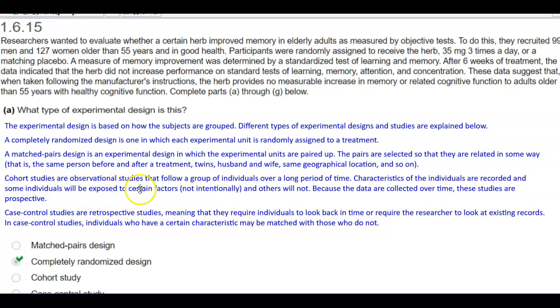Cohort studies are observational studies that follow a group of individuals over a long period of time. Characteristics of the individuals are recorded, and some individuals will be exposed to certain factors, not intentionally, and others will not. Because the data are collected over time, these studies are prospective. And then case control studies are retrospective studies, meaning that they require individuals to look back in time or require the researcher to look at existing records. In case control studies, individuals who have a certain characteristic may be matched with those who do not. In this case here, it's a completely randomized design because it is one in which each experimental unit is randomly assigned to a treatment.